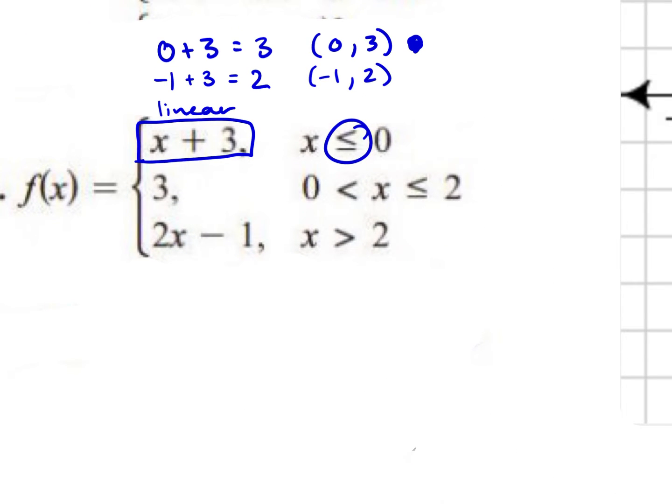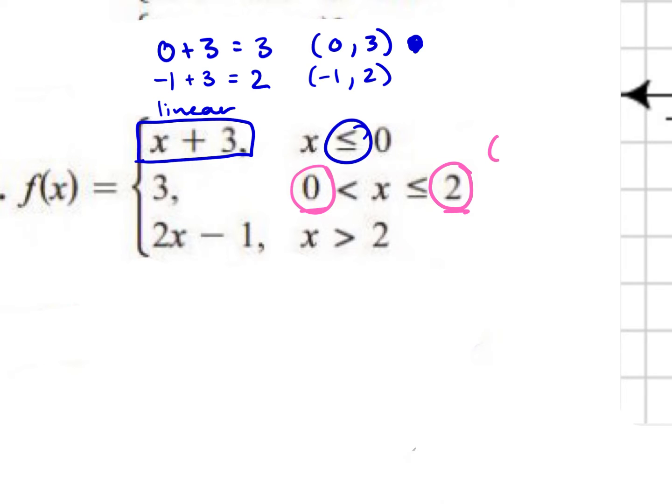So second one, it's just 3 when x is greater than 0 but less than or equal to 2. So I want to plug in the numbers that it gives me. What happens when I plug in 0? What's my y going to be? 3. Y will always be 3. It doesn't matter what you plug in. 3 is a constant, so we're just going to have a horizontal line at 3, but it's only going to go from 0 to 2.